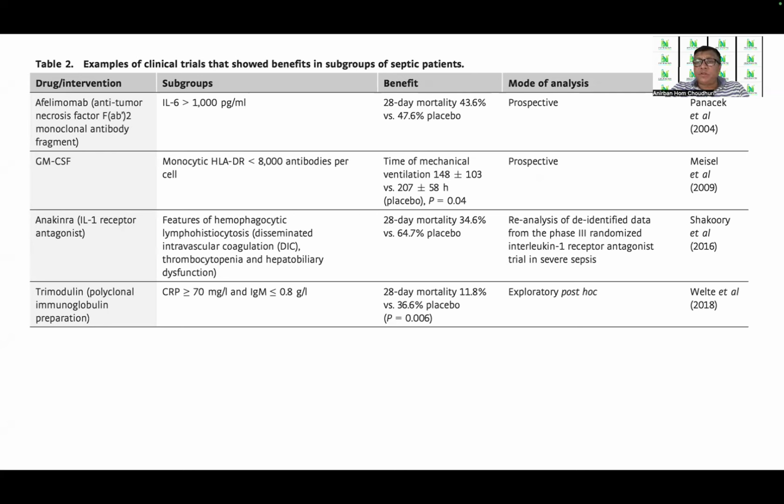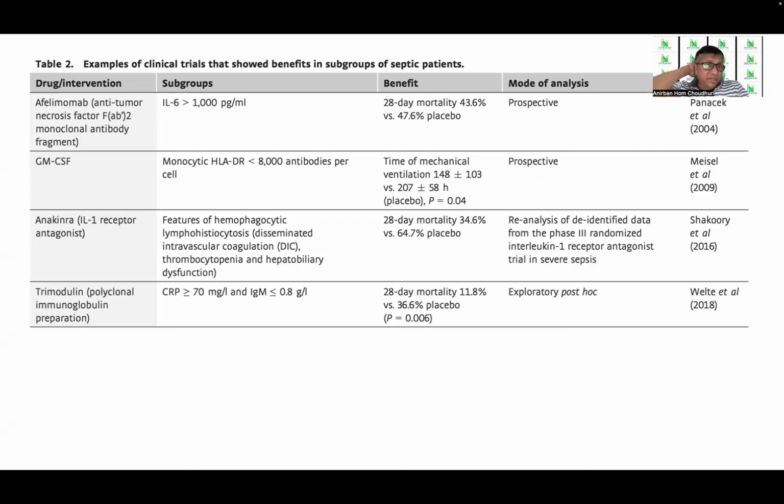And it has been going on since long. It is not that it has been going on only for the past 20 years, that interventions and drugs have been used in specific subgroups to see the mortality. For example, the anti-tumor necrosis factor Fab monoclonal antibody, and the IL-1 antagonist, have been used in specific subgroups, with IL-6 more than 1,000. And the mortality difference was not so significant. There was a difference that it reduced the mortality, but it was not so much.